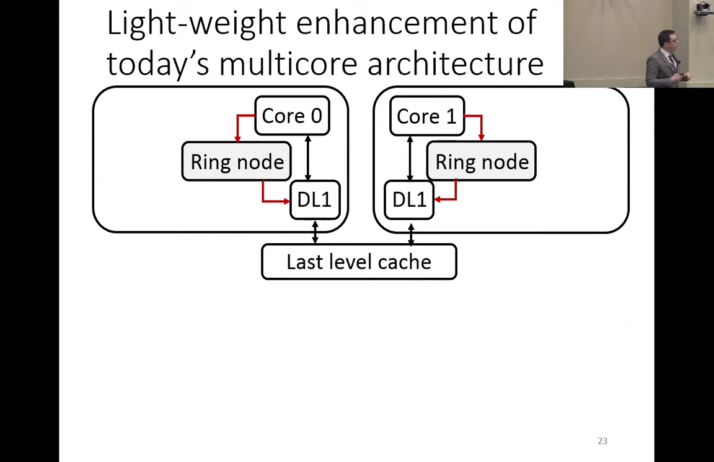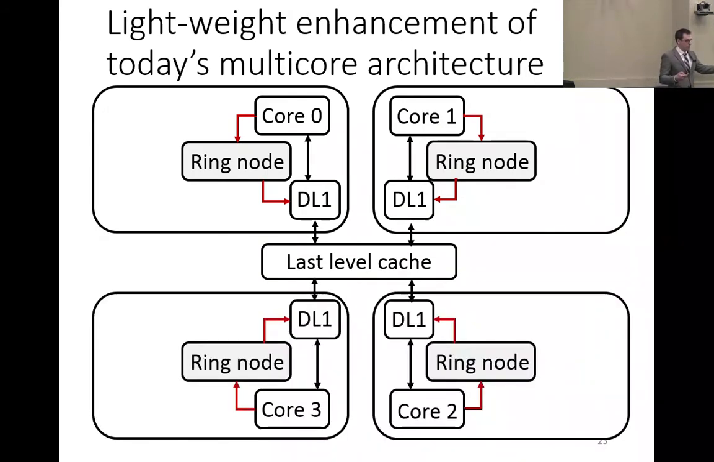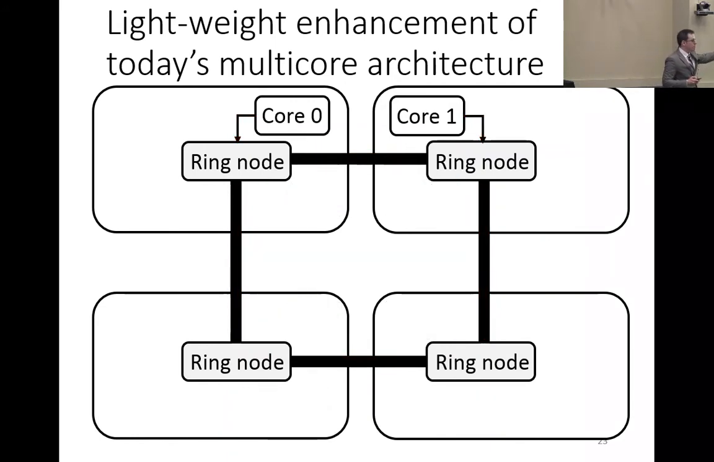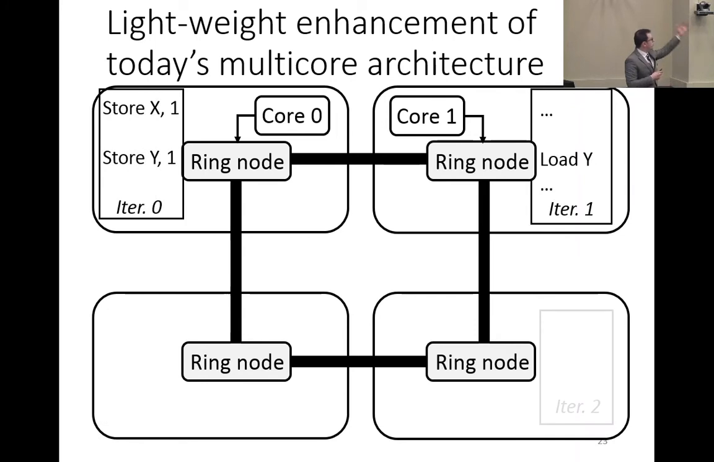Now, for this example, I want to complicate it a little bit more and use 4 cores. Because we know that we will distribute iterations in a ring fashion among them, I propose to connect the ring nodes this way. So we distribute iterations among these cores.